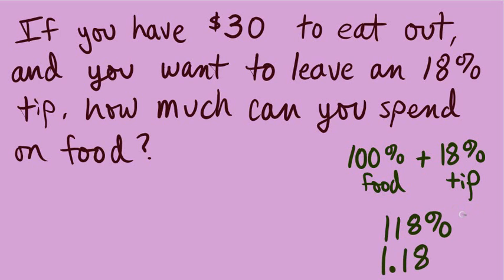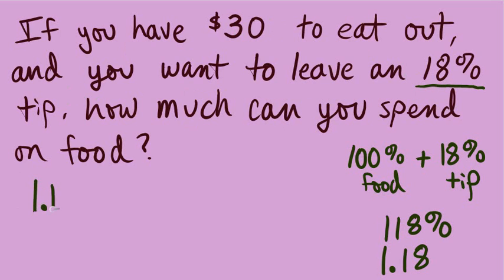Now we want to figure out, do we know the reference value? We're taking 18% of what? Well, if you know how food and restaurants and tips work, you want to take 18% of your food total. And we actually don't have that amount right now. We don't want to take 18% of 30. That's the total cash that we have. We know that the 18% is 18% of our food total. We just don't know what that is yet.